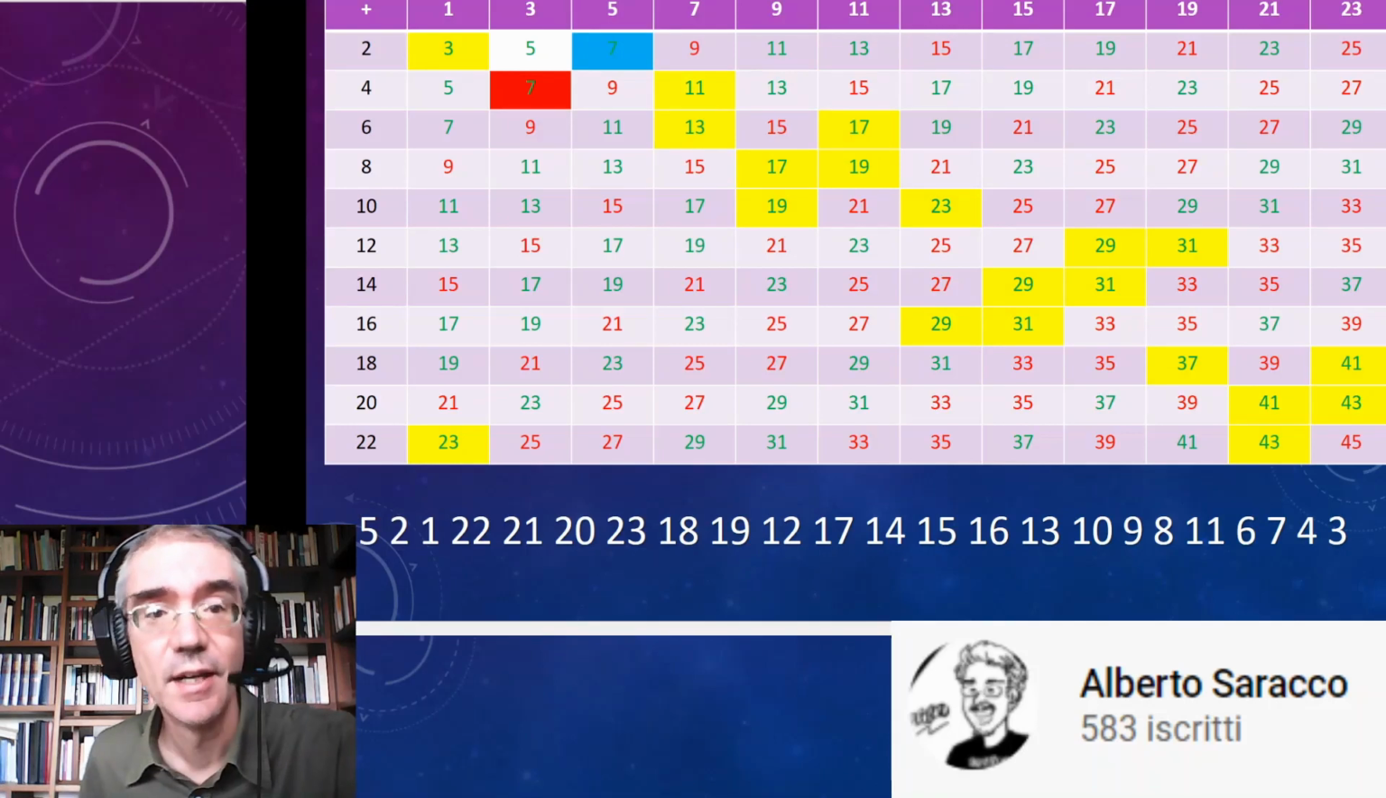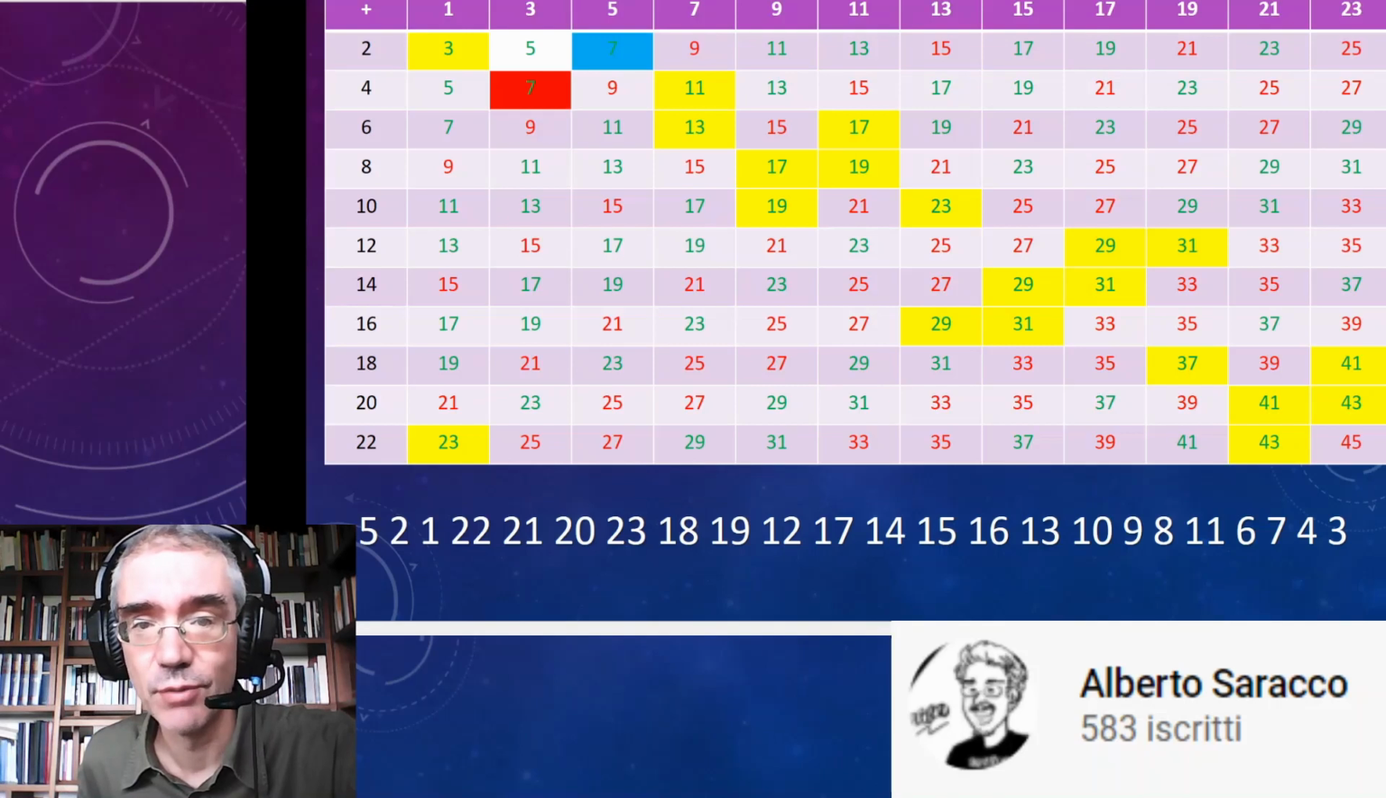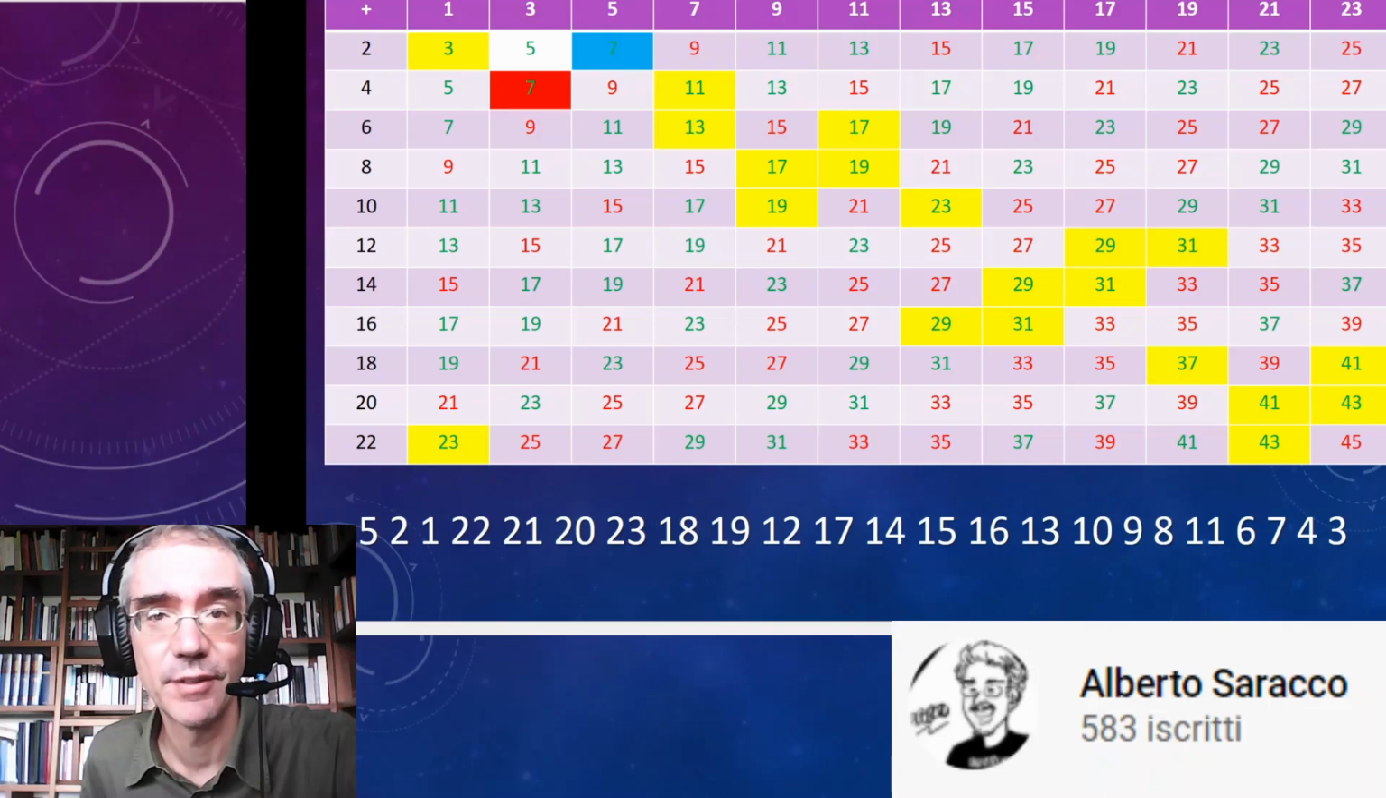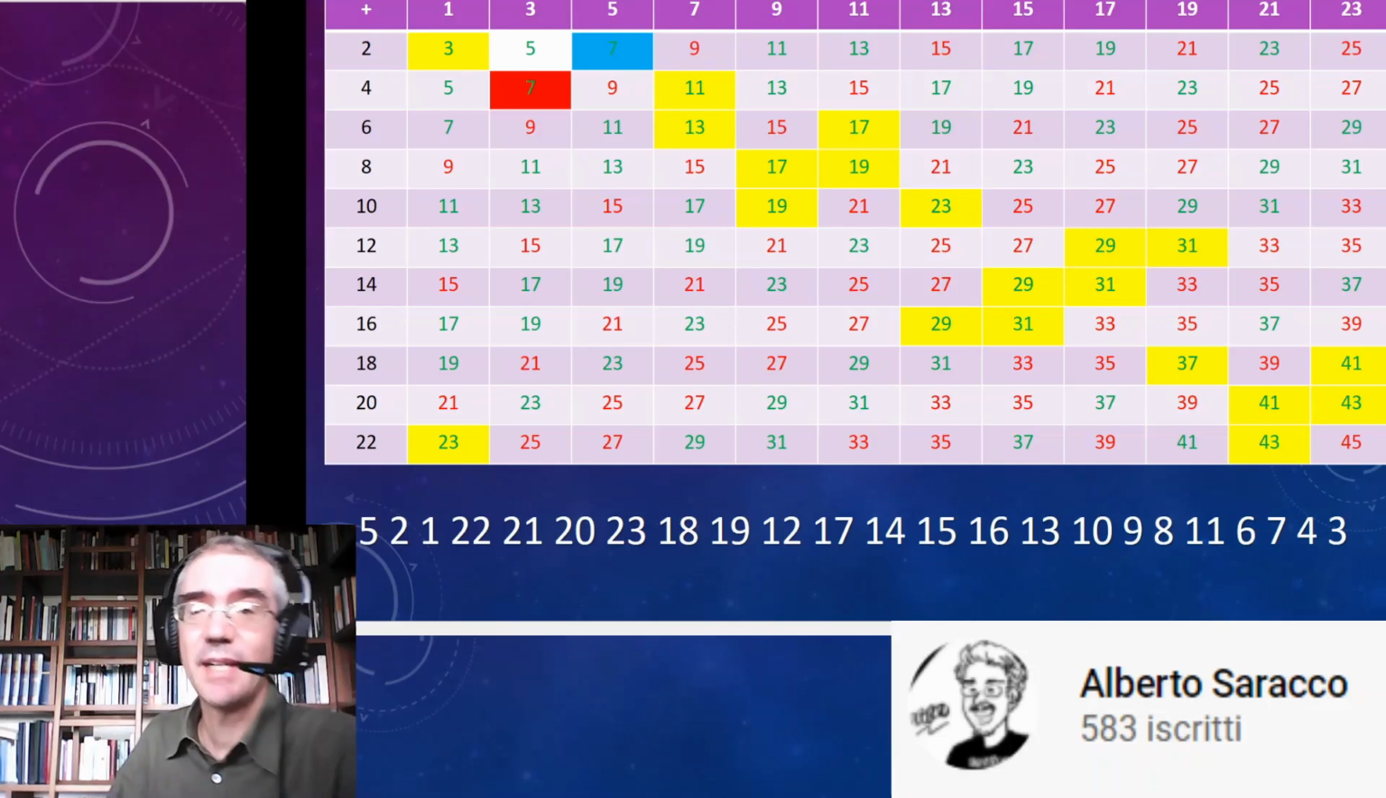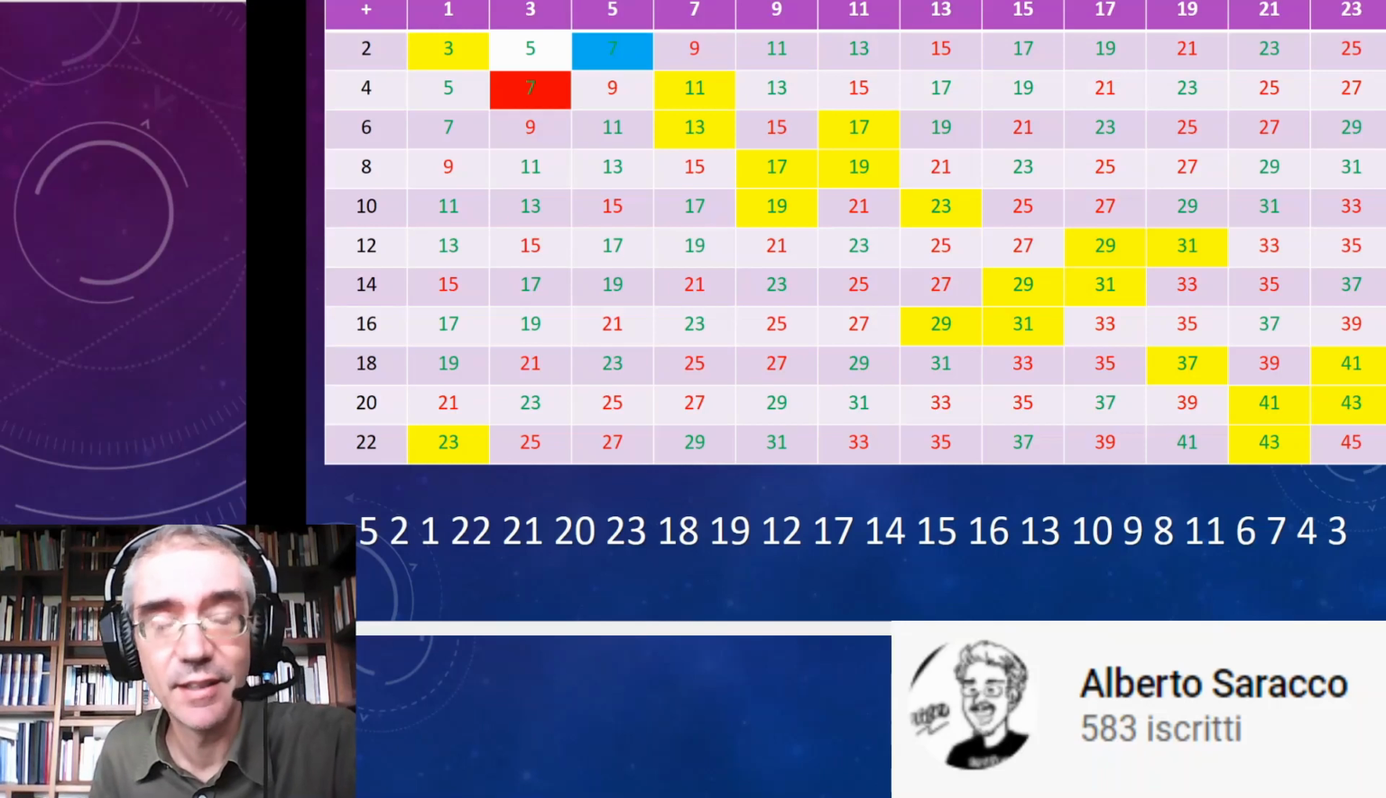That's not too difficult to do. For example, this gives you the sequence 5, starting from the blue one and ending in the red one, which are the columns which have only one cell. It gives you the sequence 5, 2, 1, 22, 21, 20, 23, 18, 19, 12, 17, 14, 15, 16, 13, 10, 9, 8, 11, 6, 7, 4, 3. But this is just one of many possibilities. There are really a lot of possibilities.